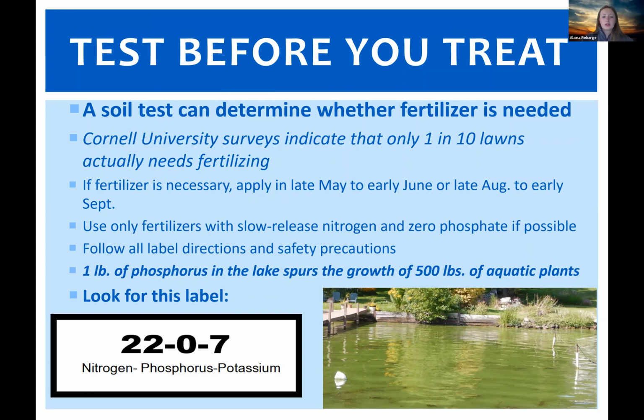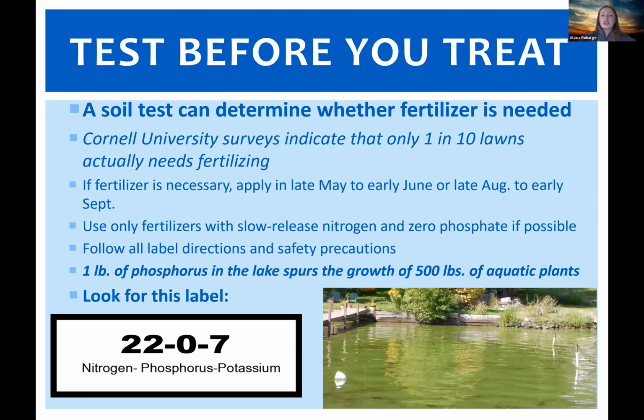It's really important to understand that 1 pound of phosphorus in the lake can grow up to 500 pounds of aquatic plants. So that's a lot. We want to make sure that on your property or your neighbors', we're not using excess nutrients that are going to cause even more harm to our waterways.